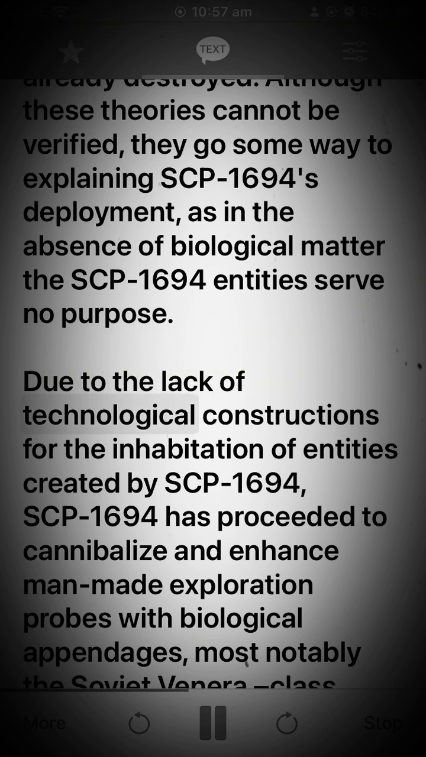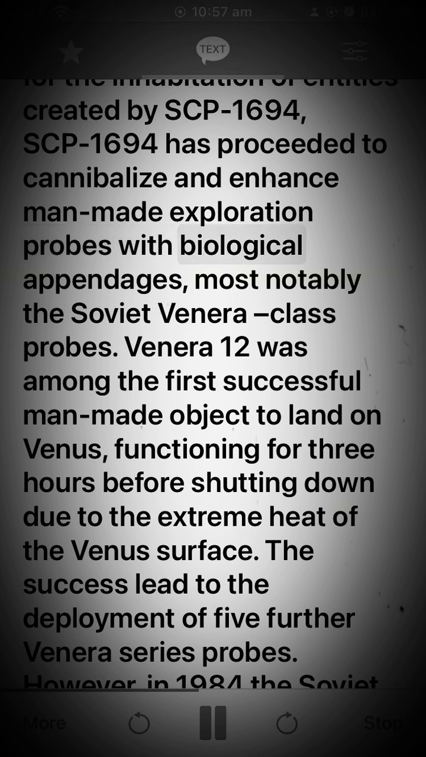Due to the lack of technological constructions for the inhabitation of entities created by SCP-1694, SCP-1694 has proceeded to cannibalize and enhance man-made exploration probes with biological appendages, most notably the Soviet Venera-class probes. Venera 12 was among the first successful man-made object to land on Venus, functioning for 3 hours before shutting down due to the extreme heat of the Venus surface.